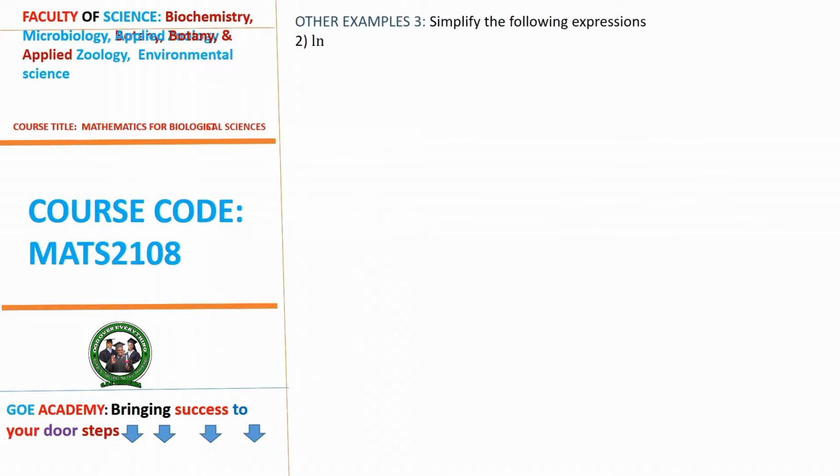So we're asked to simplify the following: ln of x raised to the power 3 times y raised to the power 4 divided by z raised to the power 5. We still apply the same product rule. This is just like the reverse of the example that was given previously. So ln of x cubed times y raised to the power 4 will become ln of x raised to the power 3 plus ln of y raised to the power 4, all of that divided by z raised to the power 5.